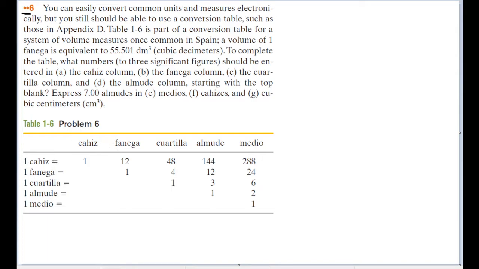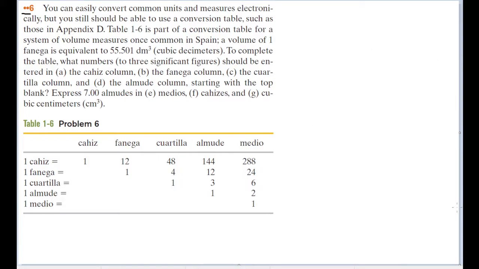the fanega column, the cuartilla column, and the almude column, starting with the top blank. And then also express 7.00 almudes in medios, cahizes, and cubic centimeters. Alright, so our parts in this question go from A to G, so that's 7 parts of the problem. So we've got a lot going on here, evidently.